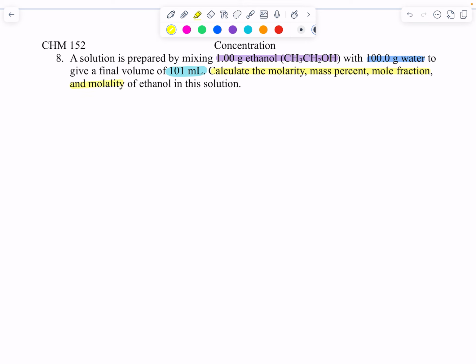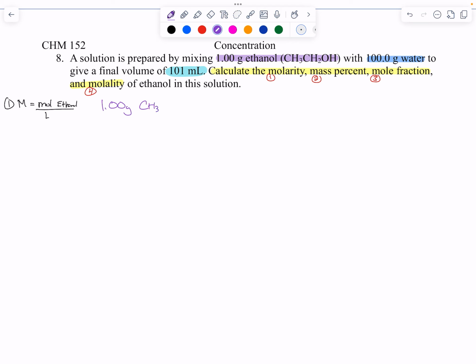Holy moly, we got 4 calculations to do. All right, well, let's just start with molarity. For the first part, molarity, I need moles of ethanol per liter of total volume. Okay, so we have 1 gram.